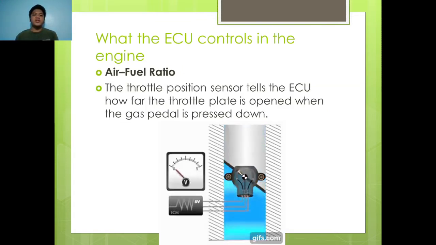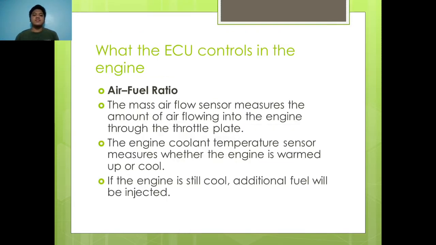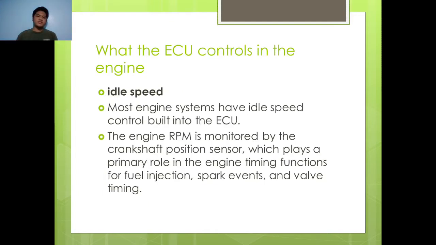Air fuel ratio. The throttle position sensor tells the ECU how far the throttle plate is opened when the gas pedal is pressed down. The mass airflow sensor measures the amount of air flowing into the engine through the throttle plate. The engine coolant temperature sensor measures whether the engine is warmed up or cool. If the engine is cool, additional fuel will be injected.